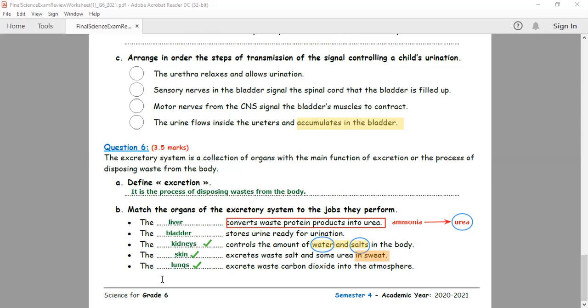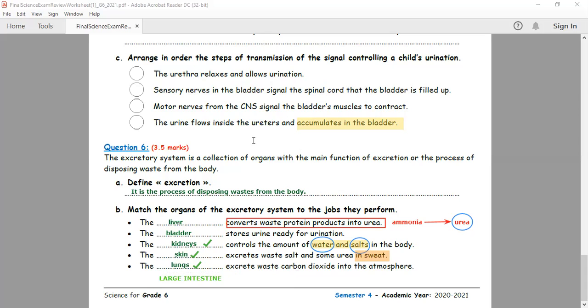How do we get rid of the undigested food? By pooping, no? That's right. Large intestine.